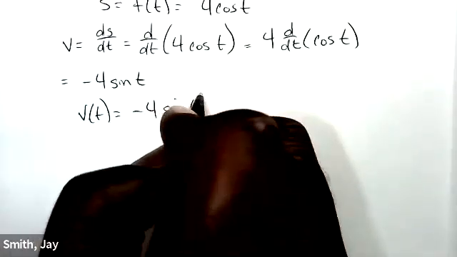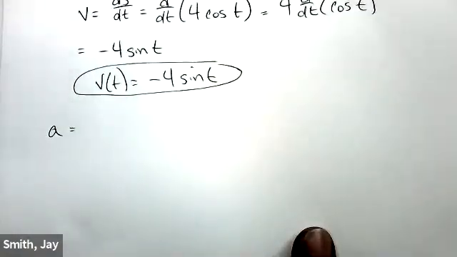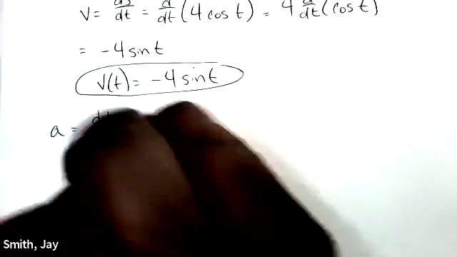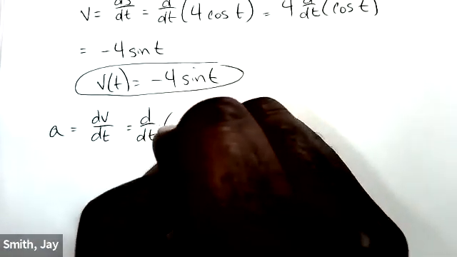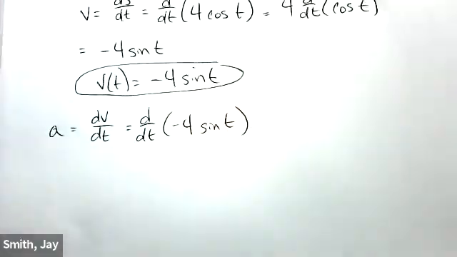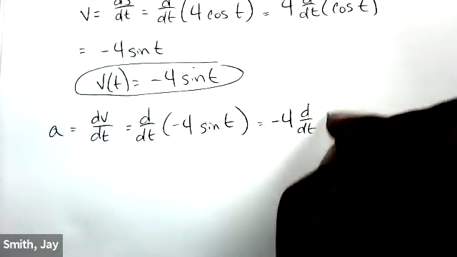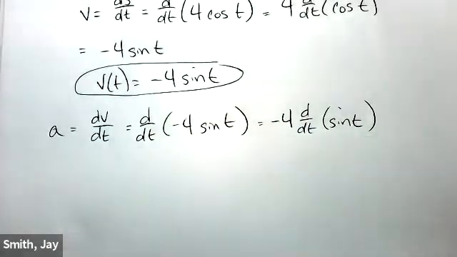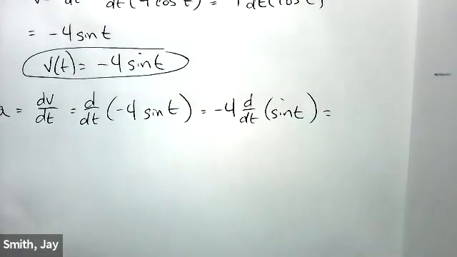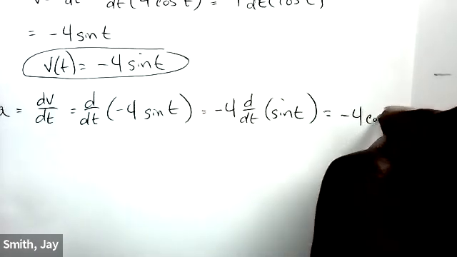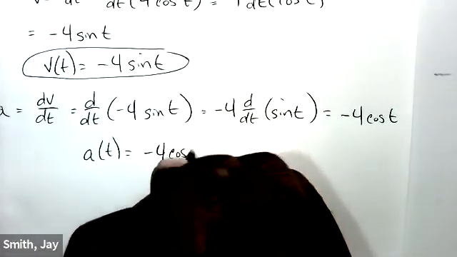We're also asked to find the acceleration in relation to time. Remember, the acceleration function will be the derivative of the velocity function with relation to time, or dv dt. Or in this case, that would be d dt of our previous function, -4 sine t. We use our scalar multiplier rule, pulling out that -4. That's times the derivative with respect to time of sine t. And we know the derivative of sine is cosine. So this would be -4 cosine t. So the acceleration function with relation to time will be -4 cosine t.